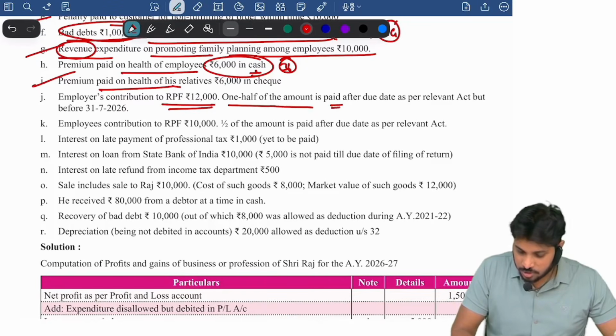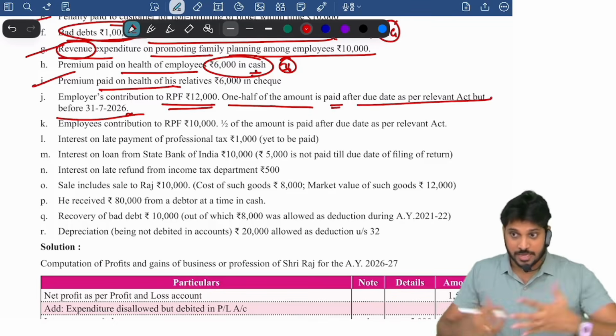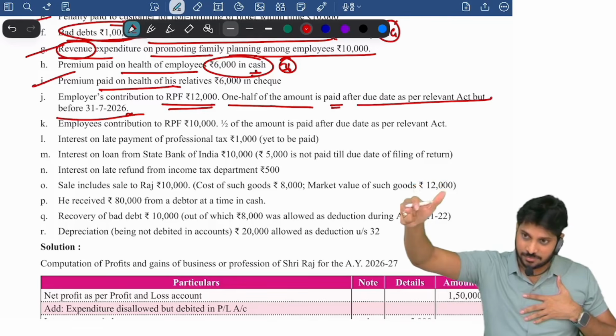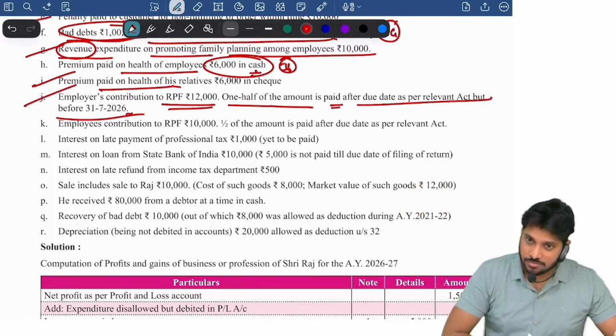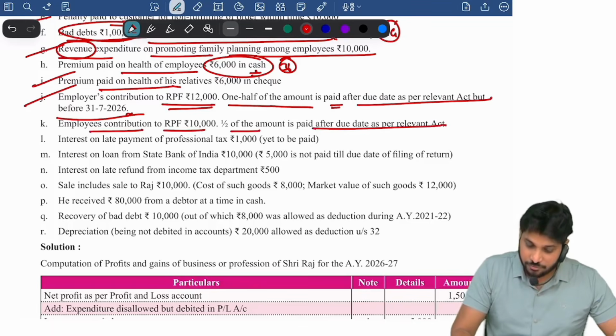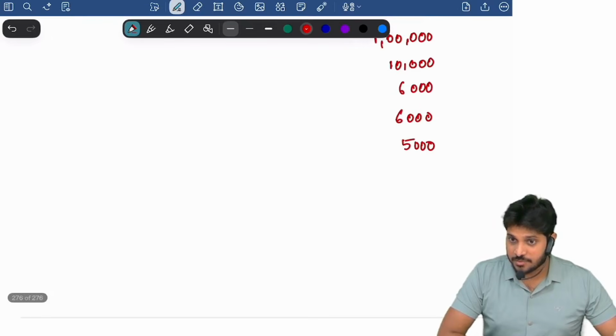Then employer contribution to RPF 12. Half of the amount is paid after the due date under the relevant act, but before 31st July. Employer contribution due date for filing IT return, that is relevant. Correct? Allowed. Employee contribution RPF 10. Half the amount is paid after the due date. 5,000 is treated as income. 50%. 36 subsection 1 clause 5 income.